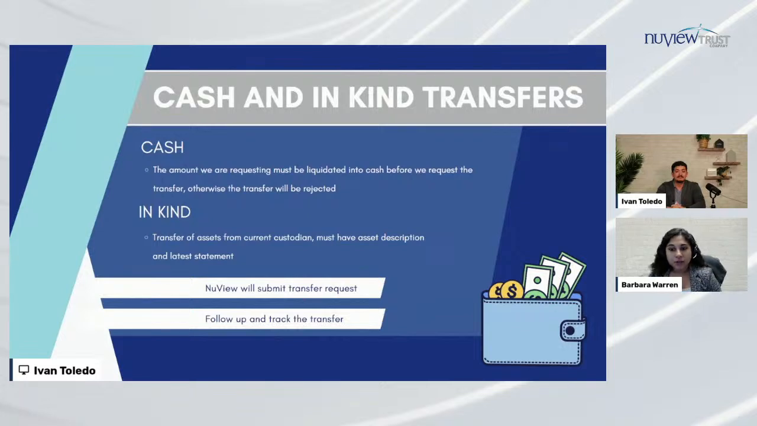And then when it comes to in kind, the transfer of the assets from the current custodian, we must have the asset description and the latest statement. That is a requirement. It allows us to essentially cross-check information and make sure that what we're bringing over has accurate information and that it's going to be on our books correctly.